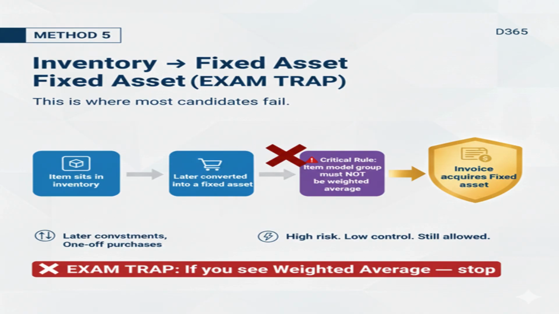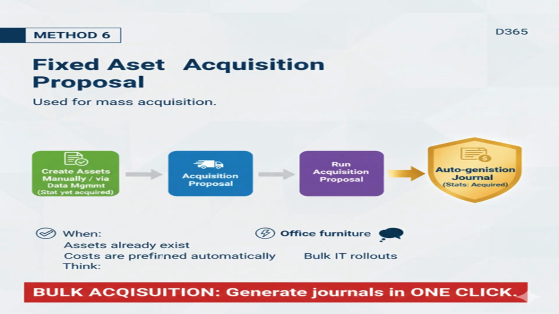Method 5, inventory to fixed asset. Exam trap. This is where most candidates fail. The item sits in inventory first, later converted into a fixed asset. Critical rule: the item model group must not be weighted average. If you see weighted average in the exam question, stop. That option is wrong.